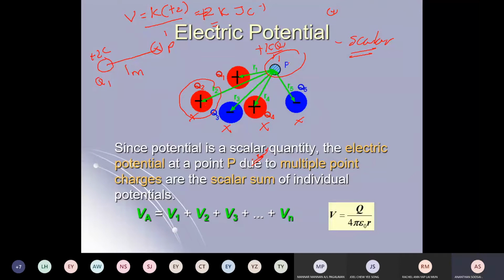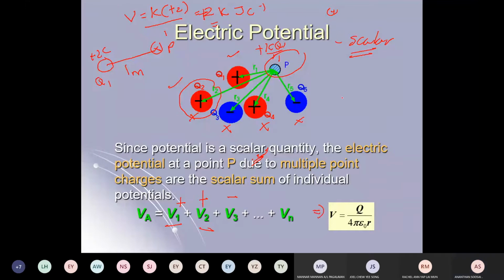So now only Q1 and Q2 are there. The potential at P will be what? V1 plus V2. You see the formula, V1 plus V2. V1 is positive, V2 is positive because the nature of the charges is positive. Then if you have more charges, if you have a negative charge, V3 is also added. But the V3 potential is going to be negative. And so on. So the total potential at point P will be all the potentials added. So you get the final potential.